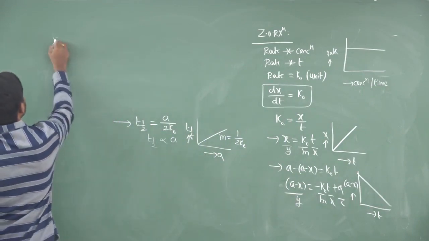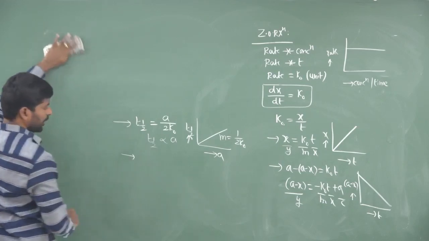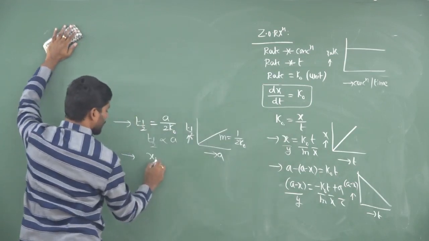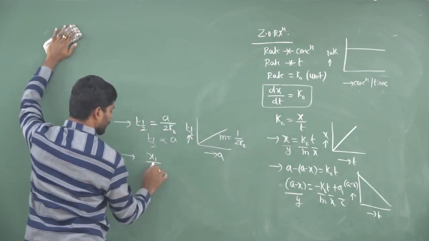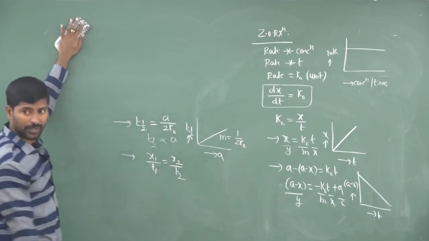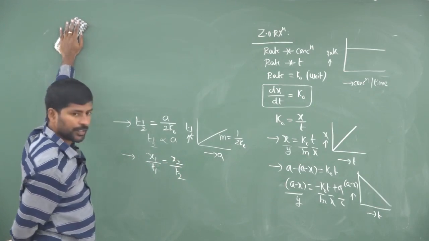First order reaction. Okay, before that, k naught is equal to x by t we have, from that what we get: x1 by t1 is equal to x2 by t2, x1 by x2 is equal to t1 by t2, or x1 by t1 is equal to x2 by t2.